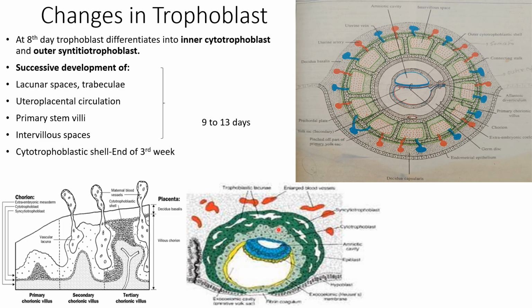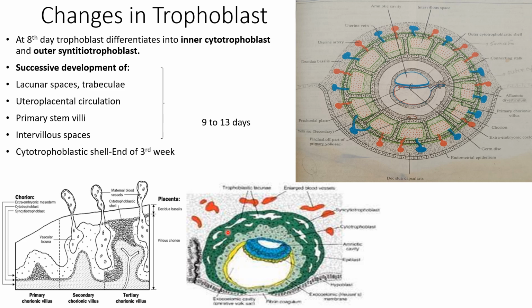At the second week of development, the trophoblast differentiates into two layers. The inner layer of the trophoblast is known as cytotrophoblast. Here the cells are mononucleated, they have a distinct cell membrane, and they are pale staining. The outer layer is known as syncytiotrophoblast. The syncytiotrophoblast does not have a limiting cell membrane. It is multinucleated and darkly stained.